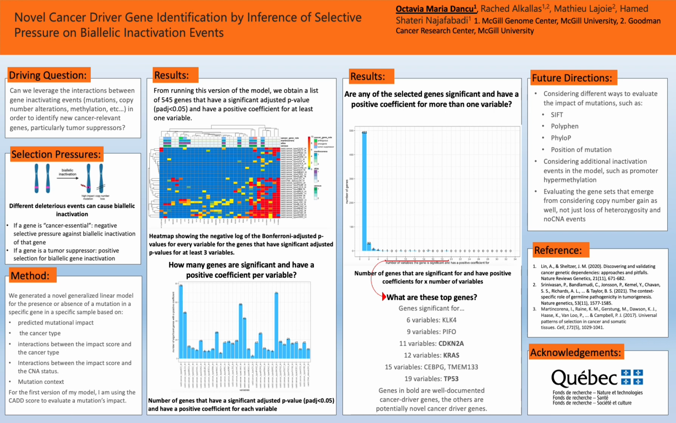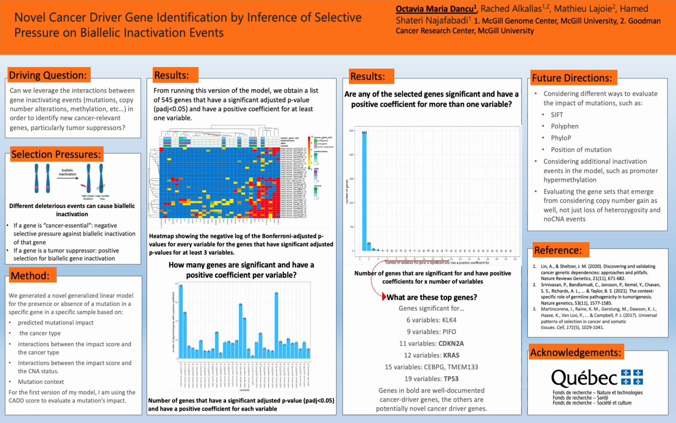In order to identify novel cancer driver genes based on these biallelic gene inactivation events, I have developed a generalized linear model for the presence or absence of a mutation in a specific gene in a specific sample based on predicted mutational impact, the cancer type in question, interactions between the impact score and the cancer type, and the impact score and the copy number alteration status. In this iteration of the copy number alteration status, or CNA status, we are assessing whether or not there is a copy number loss or whether there is no CNA event. And the model also considers the mutational context.